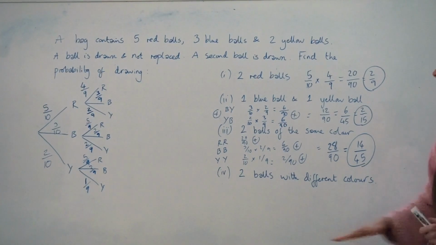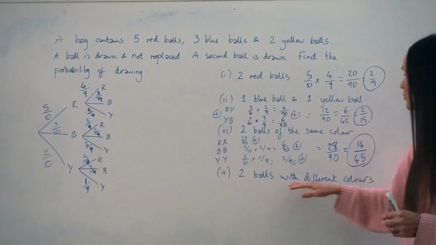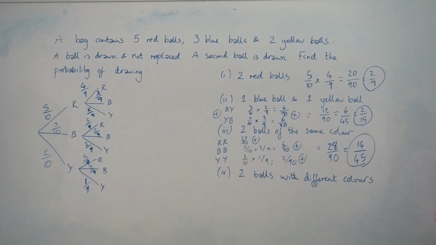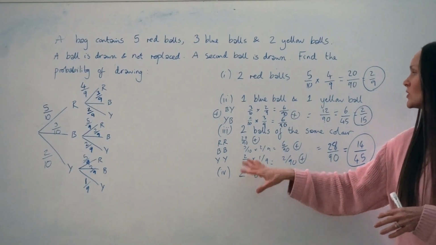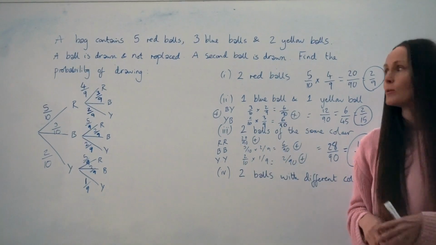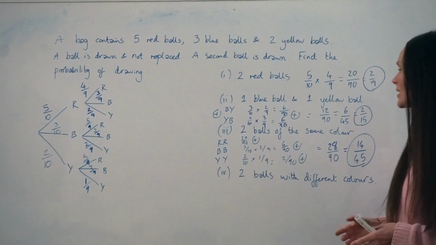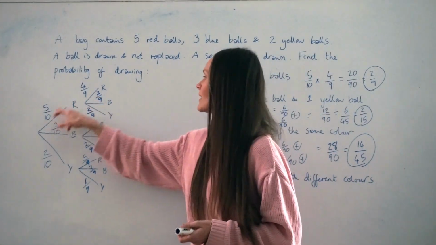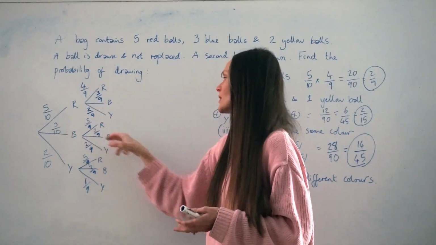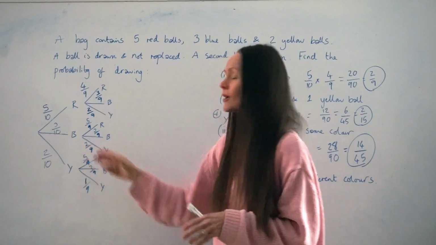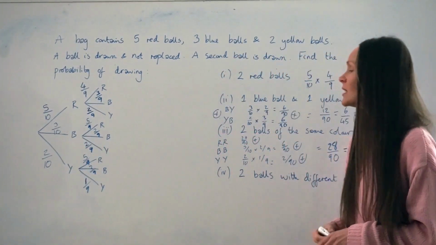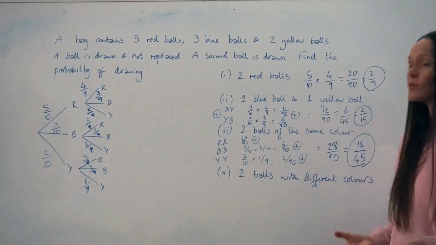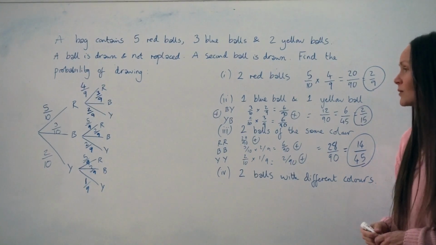It says find the probability of drawing two balls with different colours. So if we were to use this same method, it would be very time consuming, okay? Because two balls with different colours could be red then blue, red then yellow, blue then red, blue then yellow, yellow then red, yellow then blue. There's so much to work out, okay? It's very long and it's easy to make a mistake when you have that much working out to do.